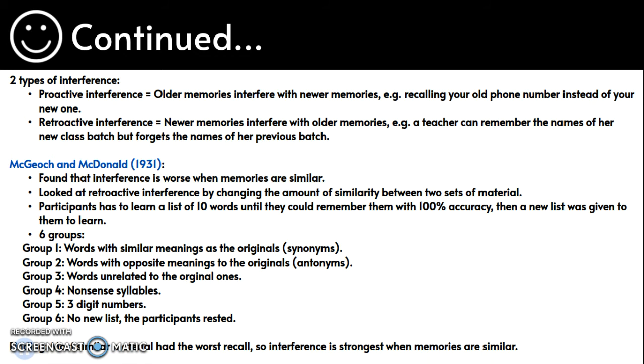Group 1 had words with similar meanings as the originals. Group 2 had words with opposite meanings to the originals. Group 3 had words unrelated to the original ones. Group 4 had nonsense syllables. Group 5 had 3-digit numbers, and Group 6 had no new list. The participants simply just rested. It was found that with the most similar material came worse recall, so interference is strongest when memories are similar.